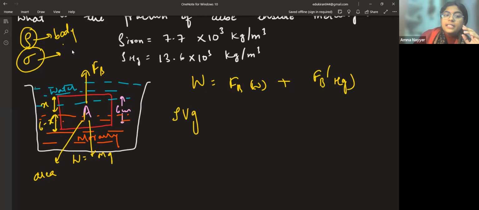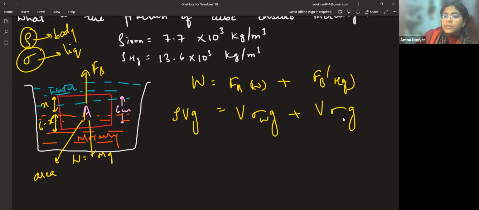Sigma is the density of the liquid into which the body is being kept. So weight will be V sigma g for the density of water, plus V sigma g for the density of mercury. If we take area for volume, the acceleration due to gravity will be cancelled everywhere. Volume can be written as area into thickness. For the total cube, we will write thickness as 6.